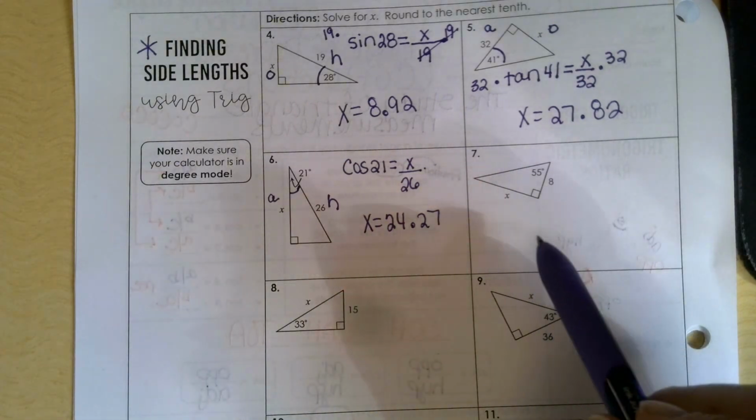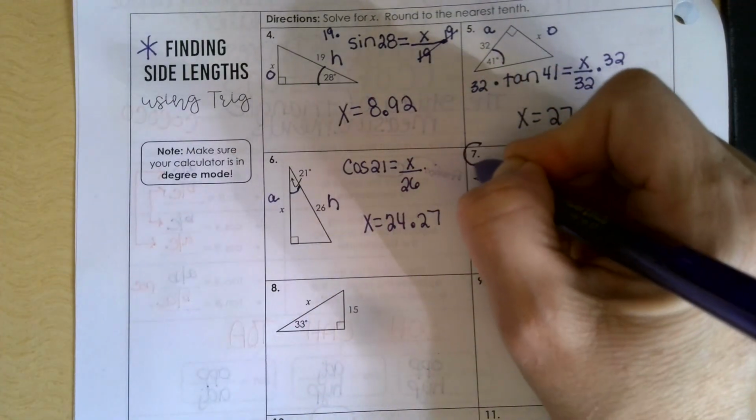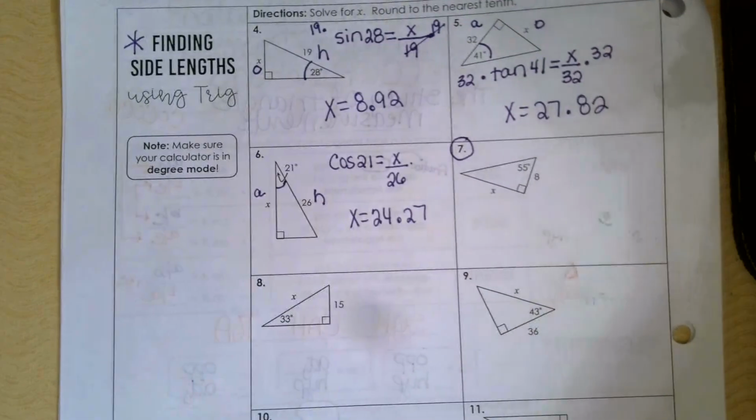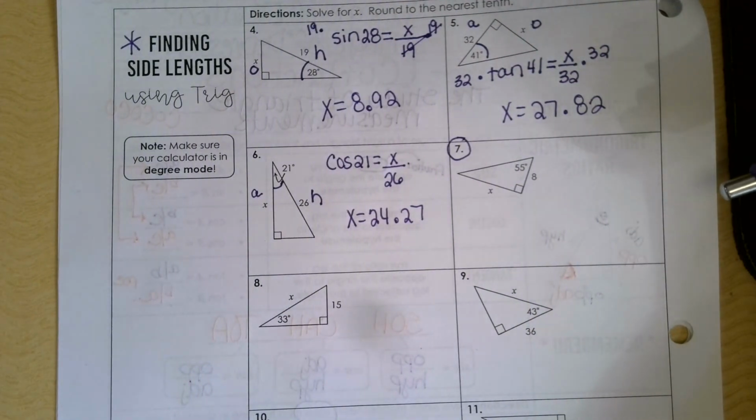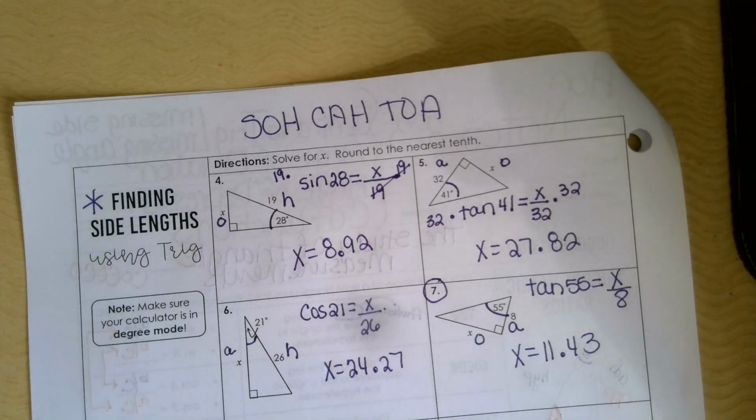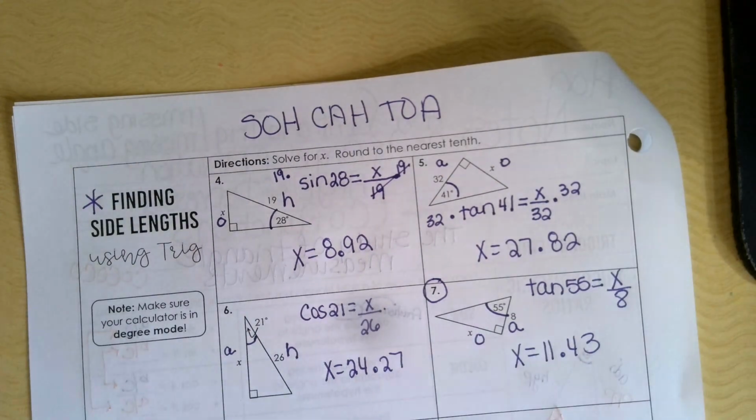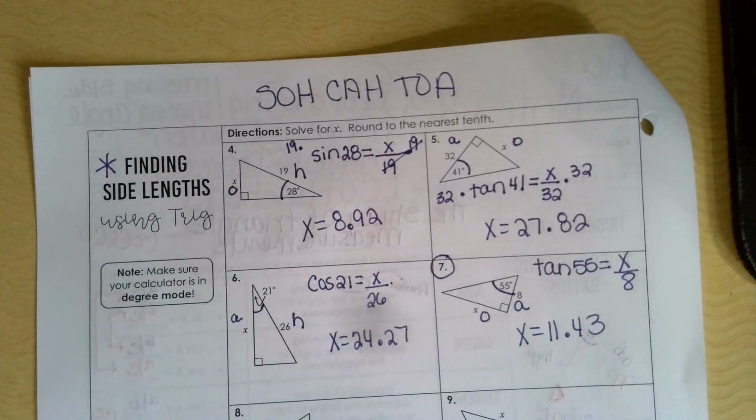All right, would you do number 7 for me? Completely get your answer, please, 2 decimal places. Okay, you should have got 11.43 as your answer. So I was given the opposite and adjacent, and tangent uses opposite and adjacent.